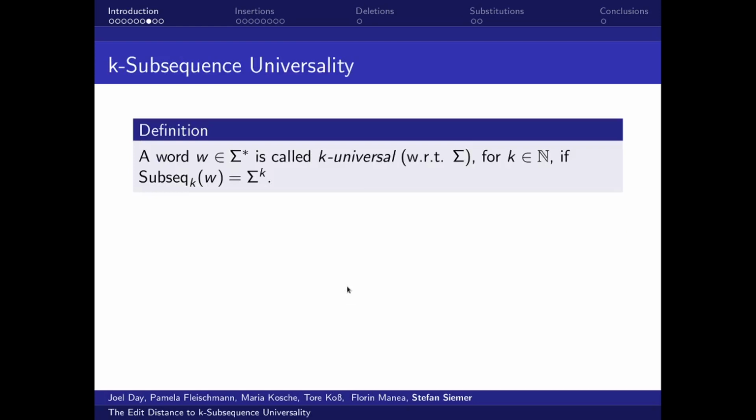Okay, so what is a k-subsequence universal word? We call a word k-subsequence universal if the set of k-length subsequences in the word is exactly the set of k-length words that we could construct with the same alphabet. So simply all possible words of length k that we can build with this alphabet occur somehow in our word.